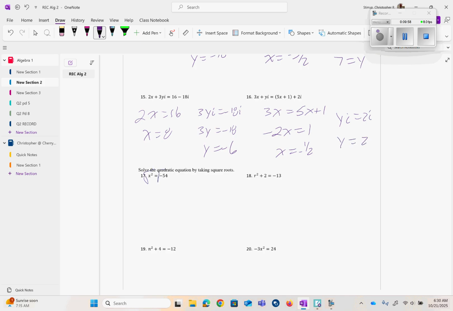On this one, go ahead and root. Don't forget the plus minus. And so I'm going to get an i. 54 is going to break down to 9 and 6. So that's going to give me 3i root 6 plus or minus. Go ahead and subtract 2 from both sides. That's going to give me negative 15 root. So r is equal to i root 15. Don't forget the plus minus.